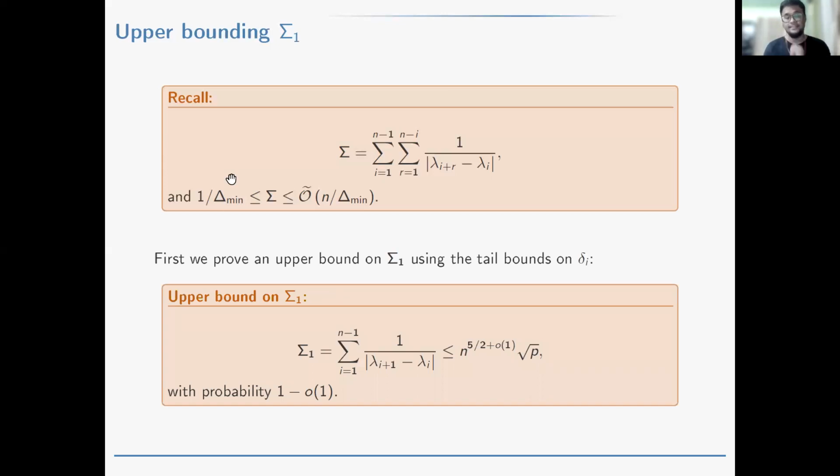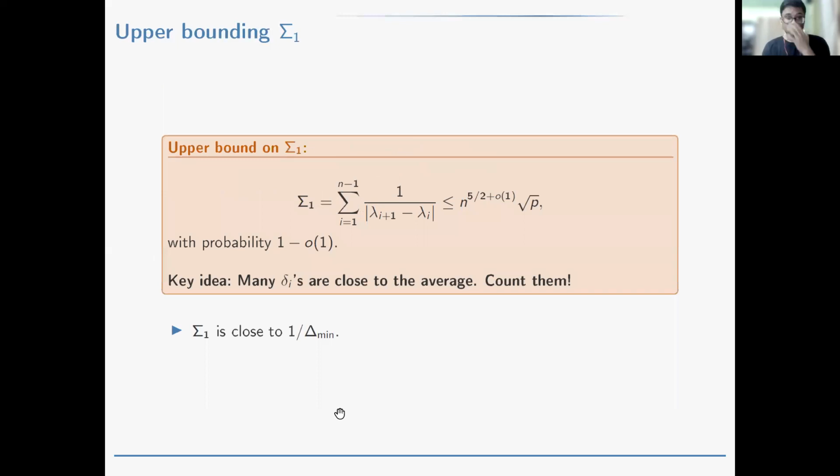So we'll start by upper bounding sigma 1. Remember, sigma 1 was where we were just looking at adjacent eigenvalues. So we'll prove that this is upper bounded by this quantity. This is the first thing we'll do, with very high probability, almost surely, essentially. I'm not going to show you the whole proof, but the intuition is that you count how many of these delta i's are close to the average. What we'll show is that if you take an interval that is, say, 1 over log to the power 4 times the average, you get a constant fraction of all the eigenvalues within this interval. So you just count the number of eigenvalues that are close to the average, and this is how you get an upper bound on sigma 1.